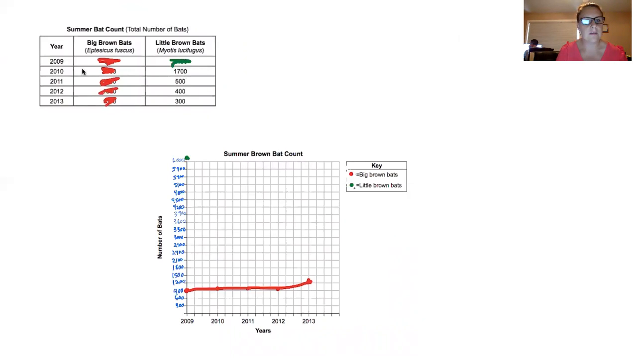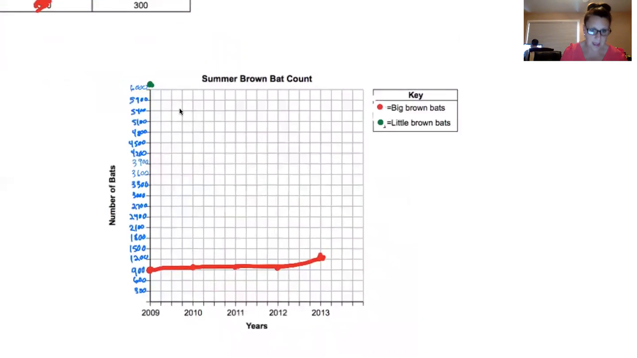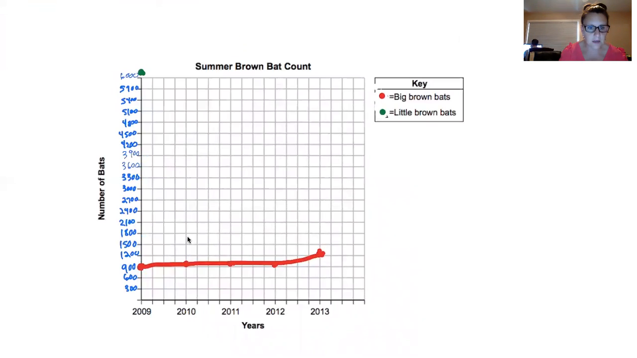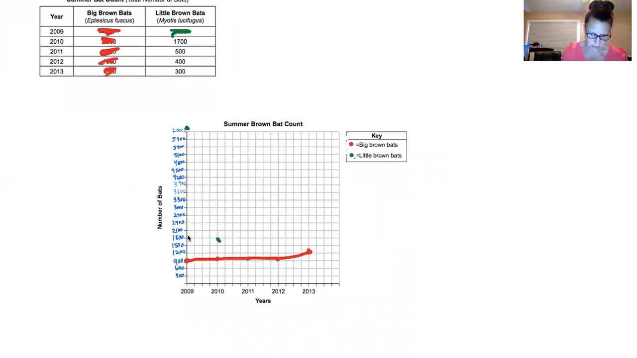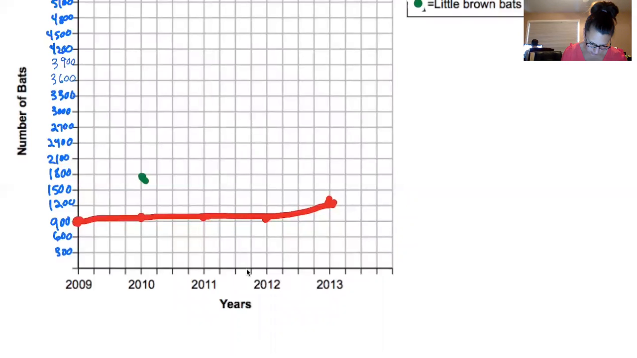The next one is 2010 and 1,700, so a sharp decrease. So 2010 and 1,700, I'm going to make the point right here, right under the 1,800, right about there, like that. The next one is 2011 and 500. So 2011 and 500 is going to be just under the 600, right about there.